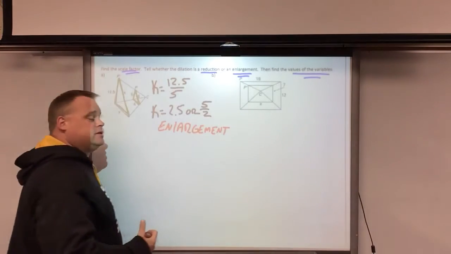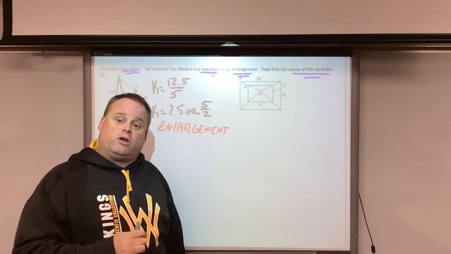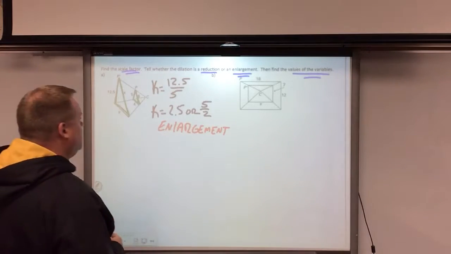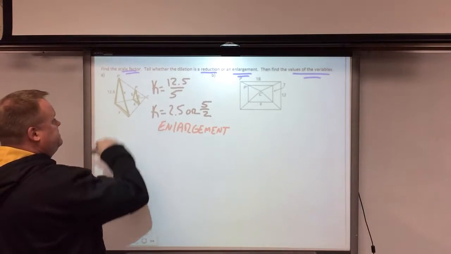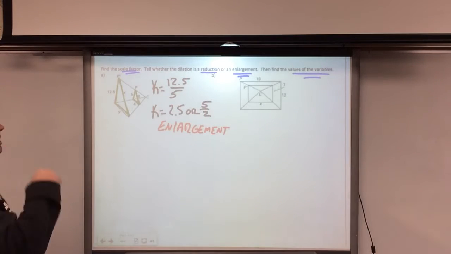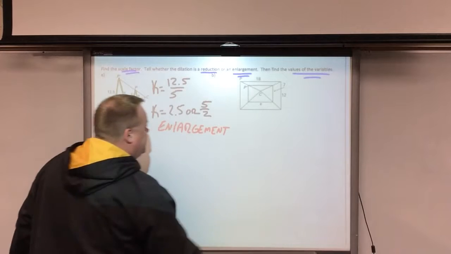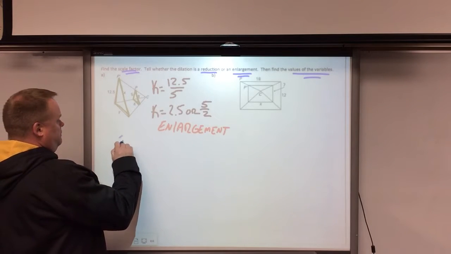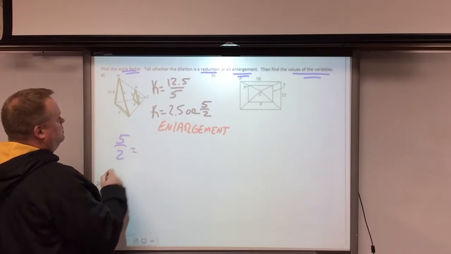Okay? So we know it's an enlargement. We've answered 2 of the 3 questions already. Let's do the third and final: find the value of the variables. Well, we need to find x and y. So let's go ahead and use our scale factor, 5 over 2.